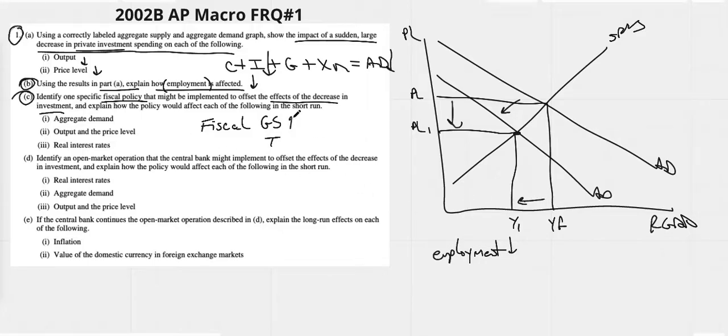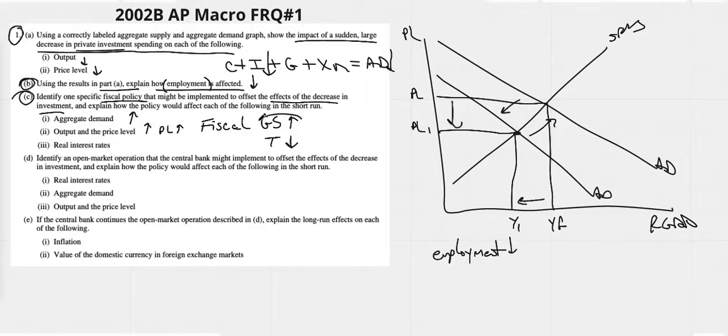Government spending would need to go up. We need to shift aggregate demand back to the right. So to do that, we want government spending to go up or taxes to go down. Explain how the policy would affect each of the following in the short run. So aggregate demand would go up, output would go up, price level would go up.